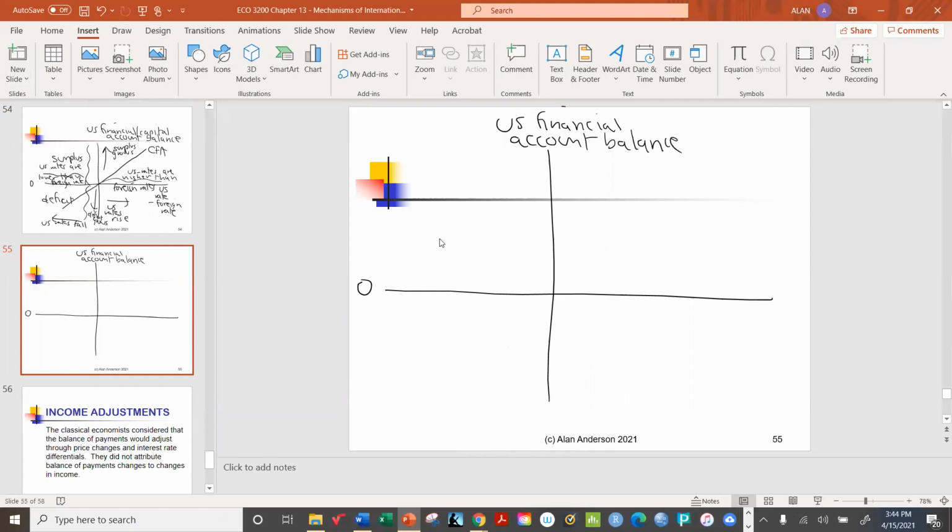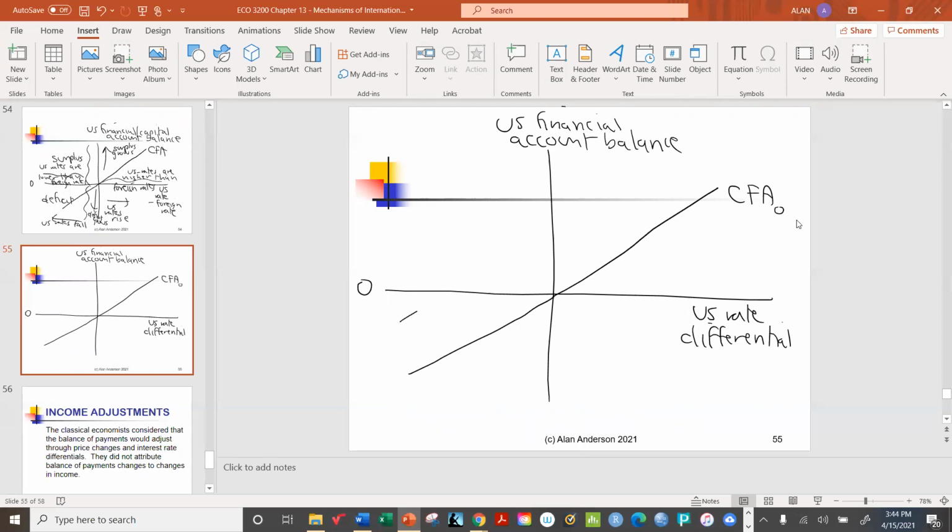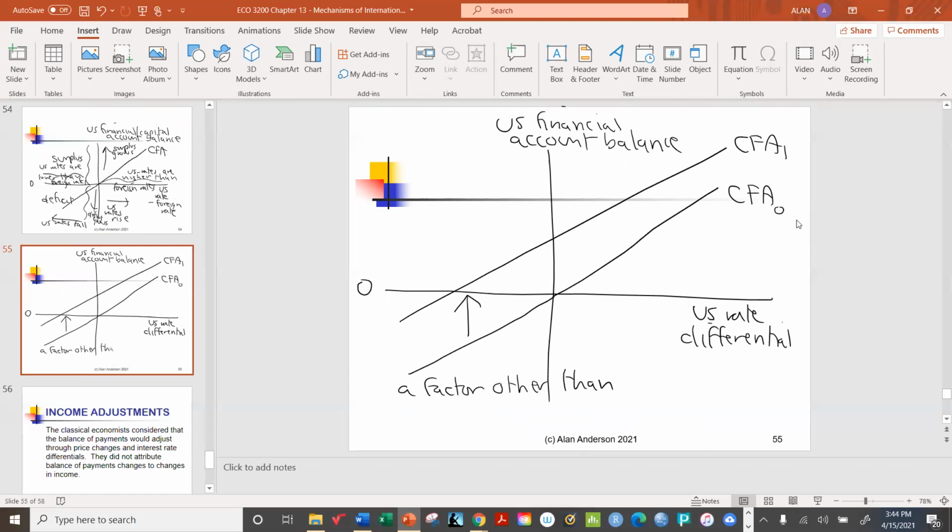All right, so and then here we have US rate, we call it the US rate differential, but remember, it's just the US rate minus the foreign rate. So if we had one here, we know why it's upward sloping. What has to happen to move this curve up or down for that matter? This means that some factor other than the US rate differential has changed.